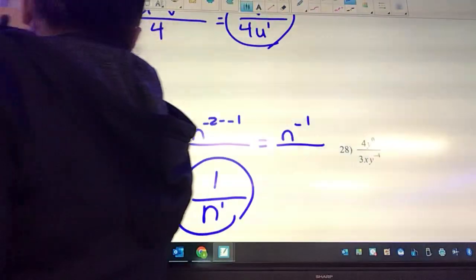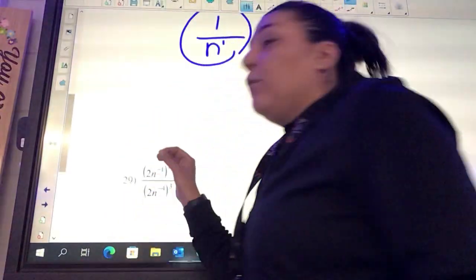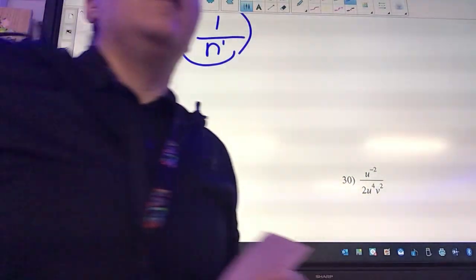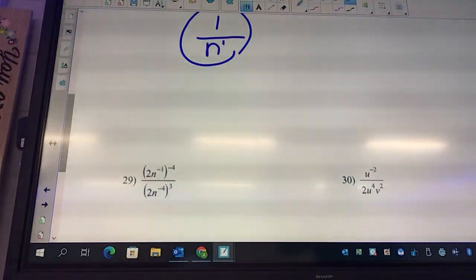Okay, lastly, 29. What rules are here for 29? Power rule and what else? Division rule. Okay? You need to do the power rule first.